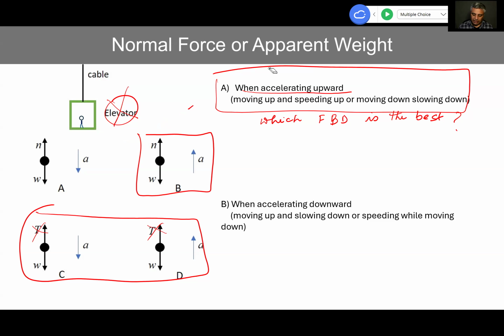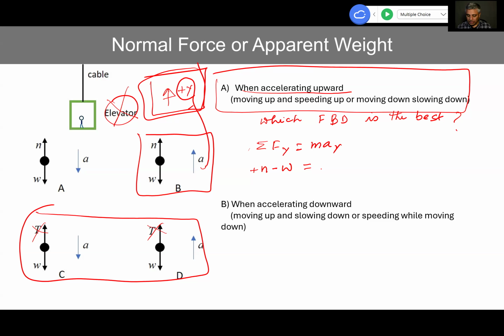Now, how do we write the equation? Sum of forces along the y direction is mass times acceleration in the y direction. Let's say up is positive y. Now I can start expanding this equation. Normal force is pointing up, so positive. Weight is pointing down, so negative, because we chose up as positive. That's the left-hand side. On the right-hand side, mass and acceleration is also up, and up is positive, so it's going to be positive MA.